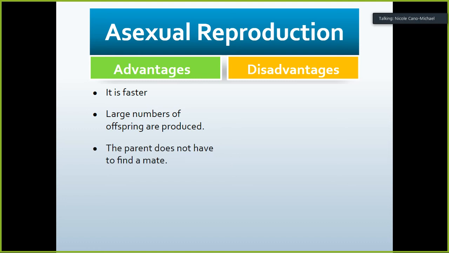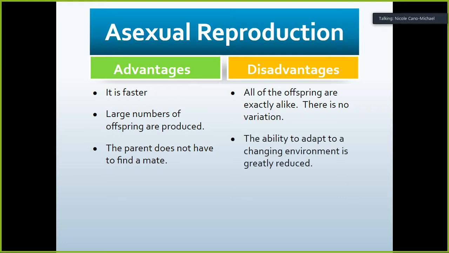The reason why it's faster and the reason why we can produce so many more offspring is somewhat related to the fact that the parent does not have to find a mate. Okay, so it just speeds things up. However, there are some disadvantages too. All offspring are exactly alike. There is no variation inside the species. Therefore, anytime there's a change in the environment, that species is now going to be in danger of becoming extinct. That is, again, very problematic.